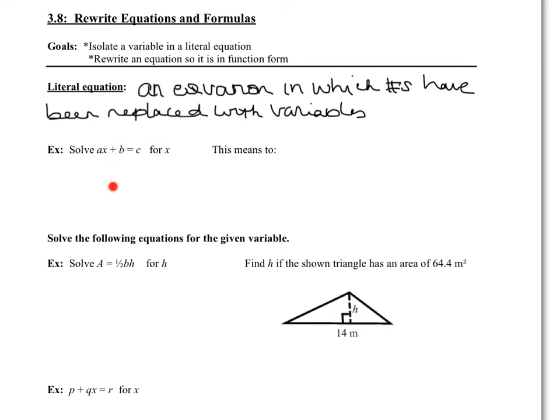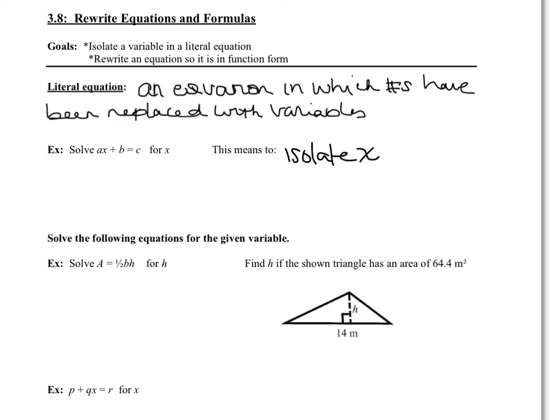So this example would be an example of a literal equation. We don't have any numbers, and it's asking you to solve this equation for x. So really all that's asking you to do is isolate x. And we're going to do this in the same way we've solved an equation. We're going to undo using inverse operations by doing reverse PEMDAS.